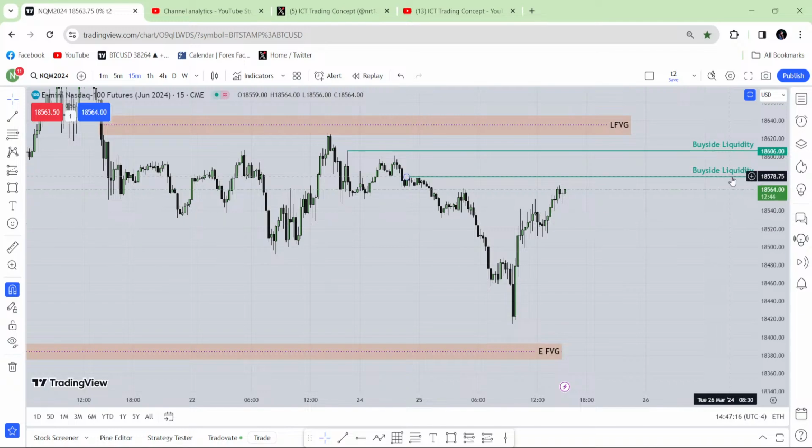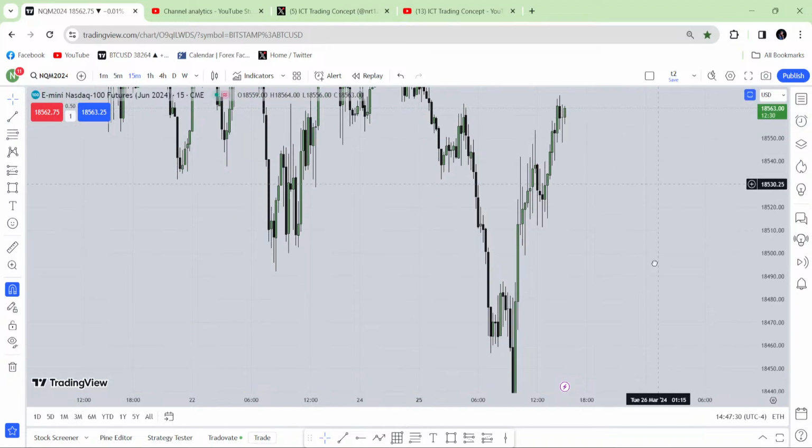That's the accumulation, right? It went lower, it came higher. This is accumulation. The market is just accumulating the price. That's all. Simple. I am not short. I'm not going to take any short until this buy side liquidity is taken.